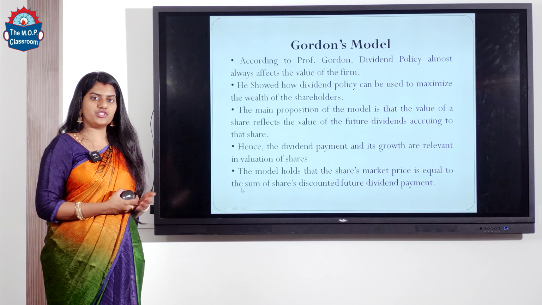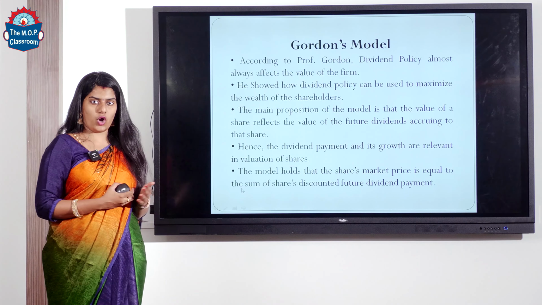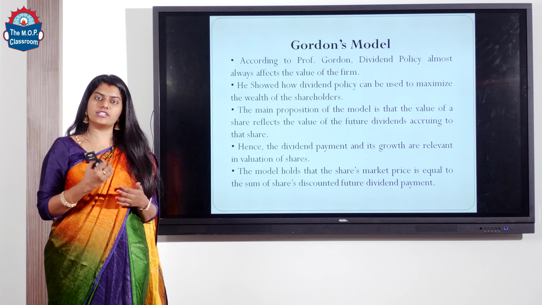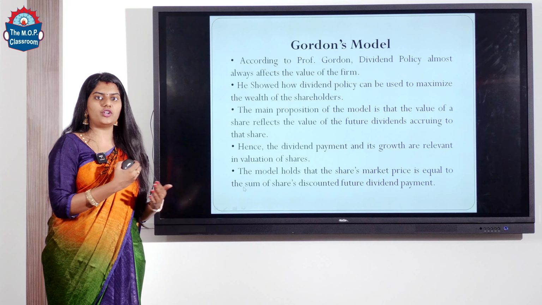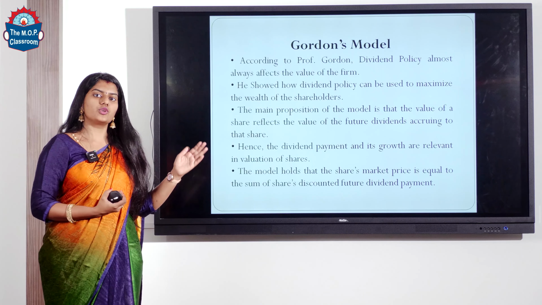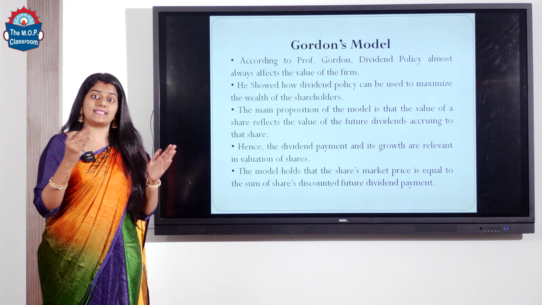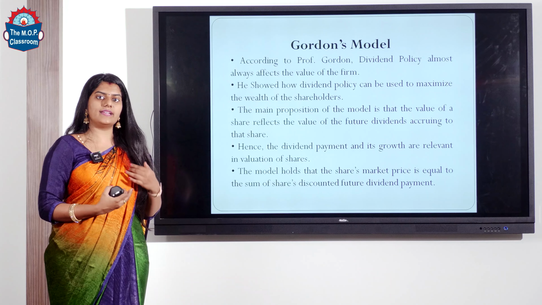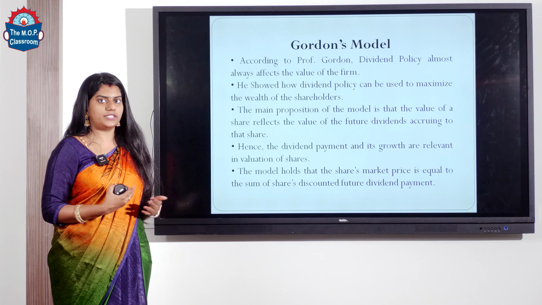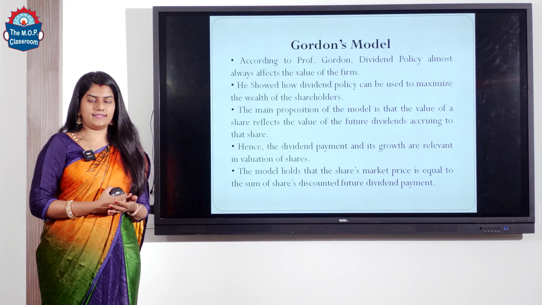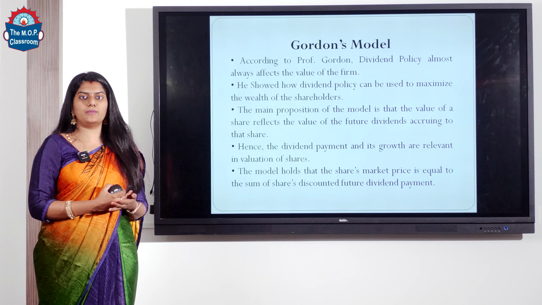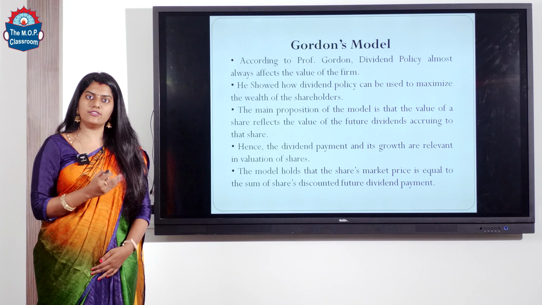As the name suggests, this was proposed by Professor Gordon. He found that the criticisms given for the Walter model were right and wanted an improvement on it. So, rather than calling Gordon's model a separate model, we can call it an improvised version of the Walter model itself. Under Gordon's model, Gordon states that the value of the firm is going to be affected by the dividend policy that the firm follows.